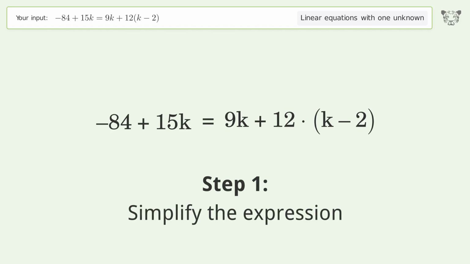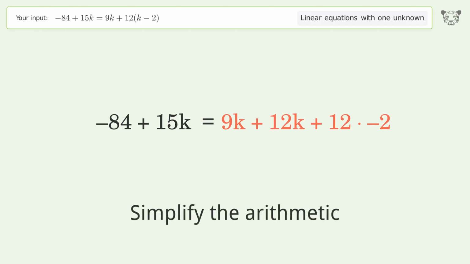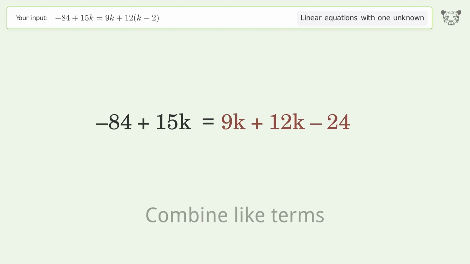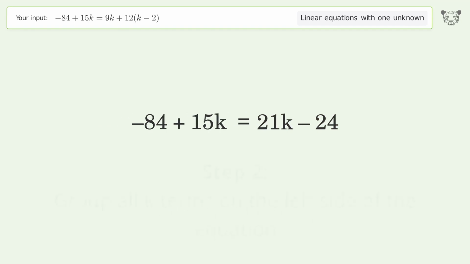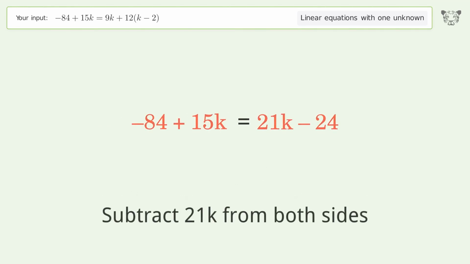Simplify the expression. Expand the parentheses. Simplify the arithmetic. Combine like terms. Group all k terms on the left side of the equation. Subtract 21k from both sides.